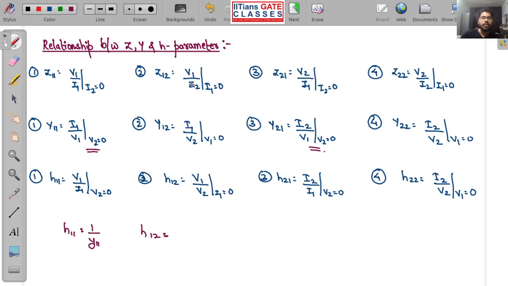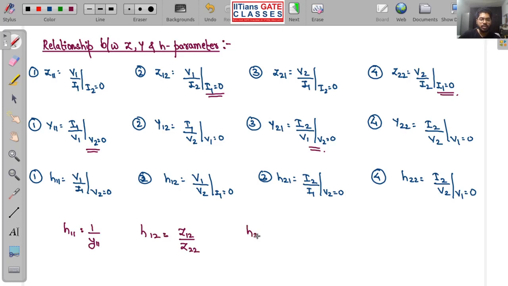Okay. So here you can see it is V1 by I2. Here it is V2 by I1. What I require is V1 by V2. So look very carefully. Along with I1 equal to 0, so I1 equal to 0 here and I2 equal to 0 here. So V1 by V2, if I do Z12 by Z22, I am getting H12.